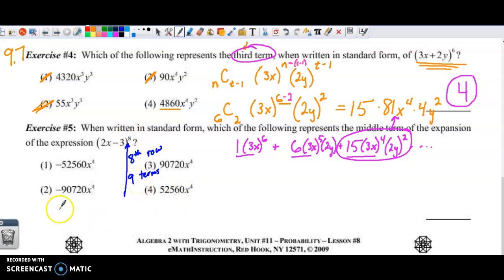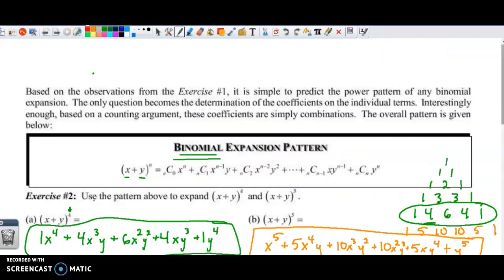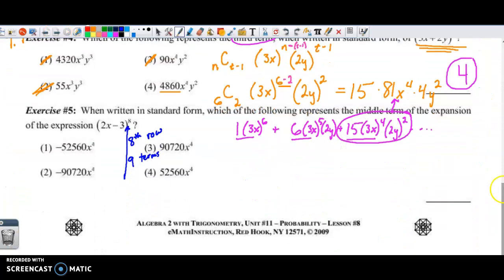So could you find the 8th row in Pascal's triangle, which I believe I added to our notes yesterday? Yeah, you could. And you could say, okay, 1, 8, 28, 56. The middle term is 70. And you can confirm that that is correct, that there were 9 terms in that row. But I want to teach it using the other formula. And that would be 8C4.